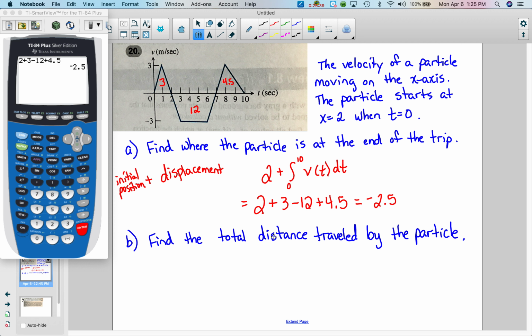That's where the particle is at the end of the trip, so we can just leave it there, negative 2.5. Find the total distance traveled by the particle. So this time I don't need the initial position. To find the total distance traveled, I'm going to take the integral from 0 to 10. And I want total distance, so I need to do the absolute value of v of t dt, which means I'm going to take 3 plus 12 plus 4.5. So I get 19.5. And this time I need the units because I'm talking about how far, so that's going to be in meters. So that would be my answer for the total distance traveled by the particle.